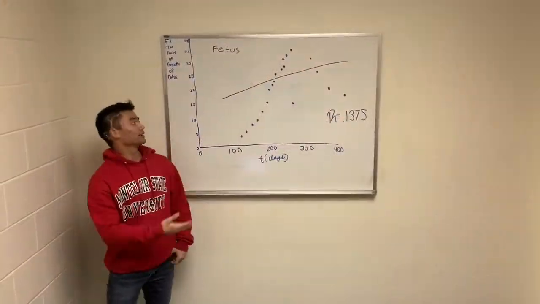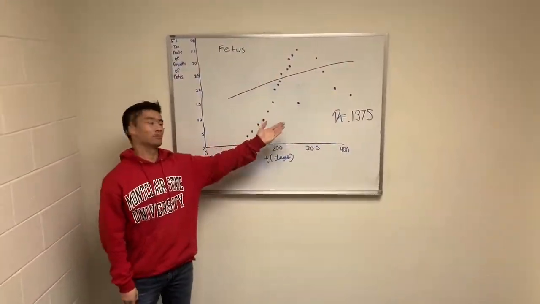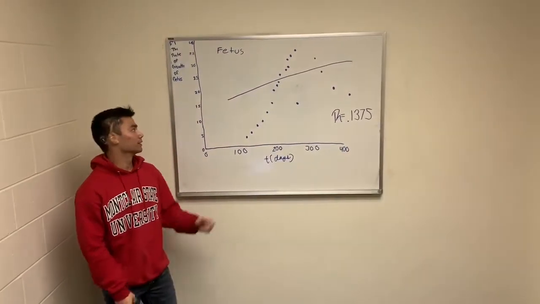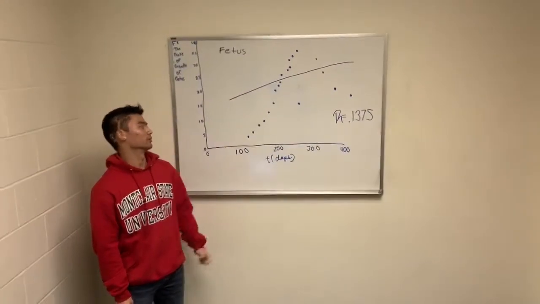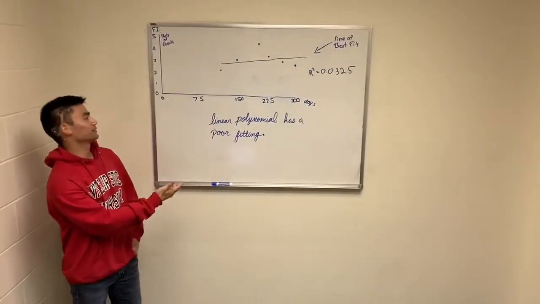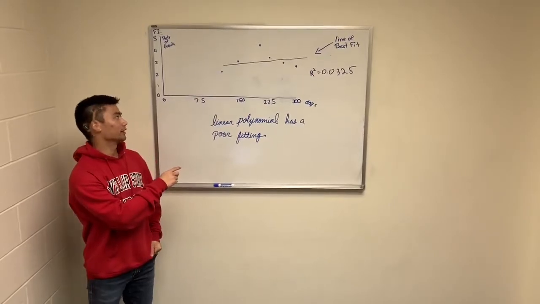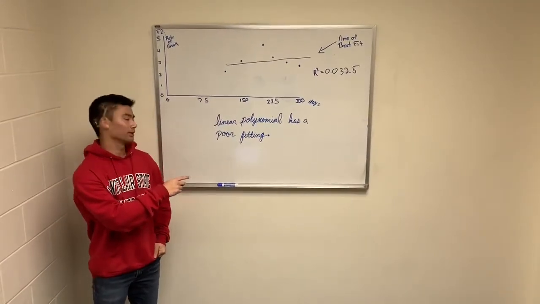This is figure 1 of the fetus. This shows that this has a polynomial degree of 1, which means the fitting here is poor because the line doesn't bend to the points. So this is figure 2 of the placenta, and this is a linear polynomial, meaning that it doesn't curve to the points, which makes it a poor fit.